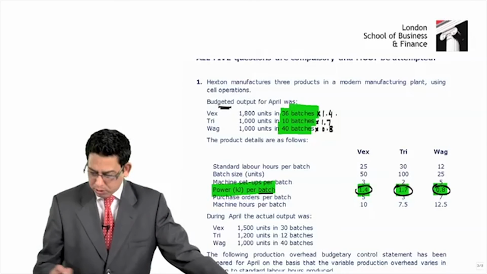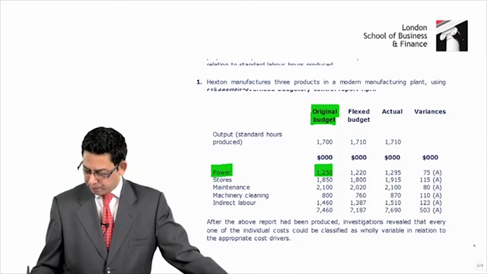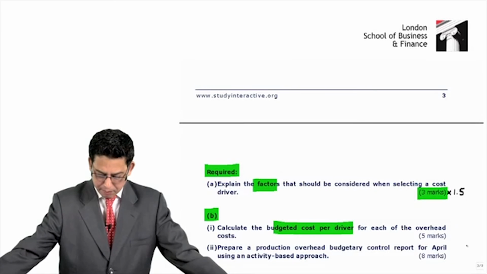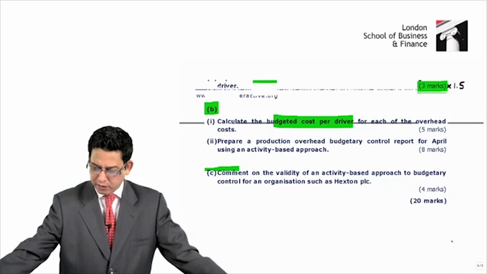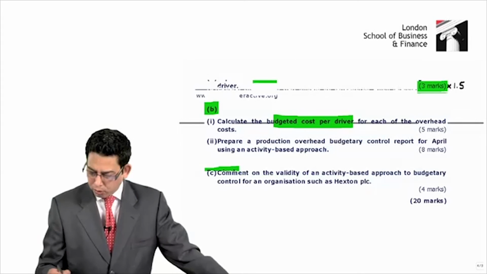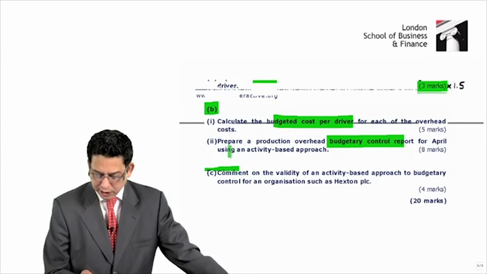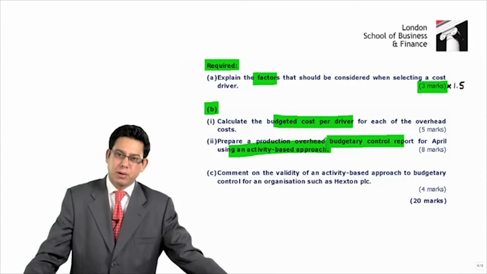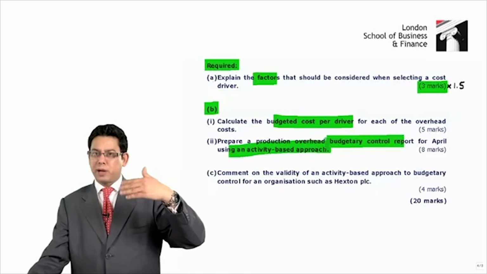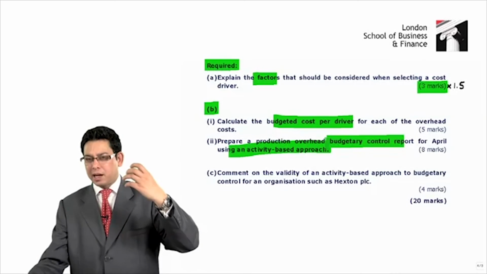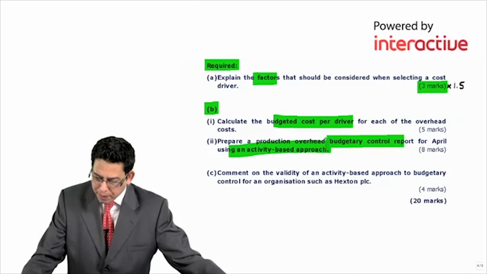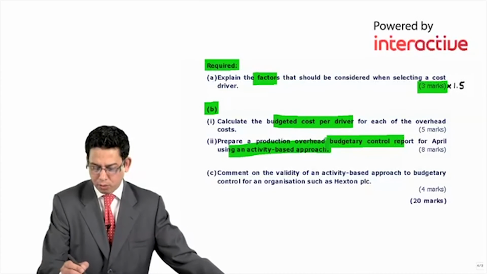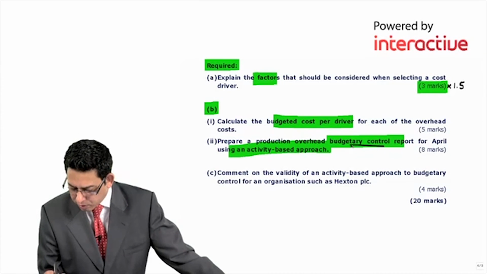Once we have sorted this out, now we're looking at the second requirement, which is: prepare a production overhead budgetary control report for April using an activity-based approach. Okay, now you have read the question already, so that's why I'm picking up only the relevant parts. Prepare a production overhead budgetary control report. Now, what is this budgetary control report?